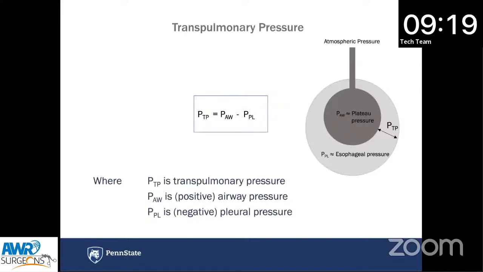So any discussion about pulmonary physiology has to start with a description of transpulmonary pressure. And this is basically the difference between airway pressure and pleural pressure. And airway pressure is usually approximated by the plateau pressure in mechanically ventilated patients, whereas pleural pressure is approximated by the esophageal pressure.